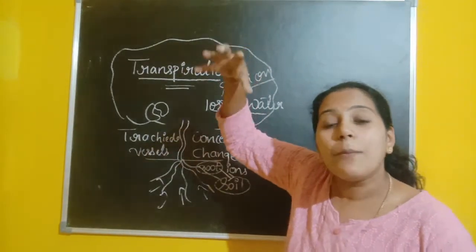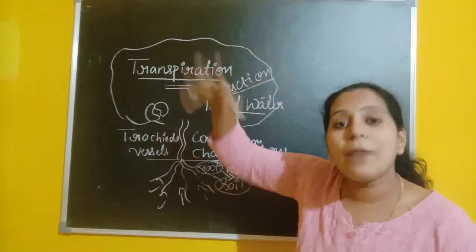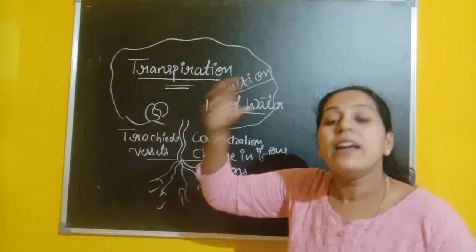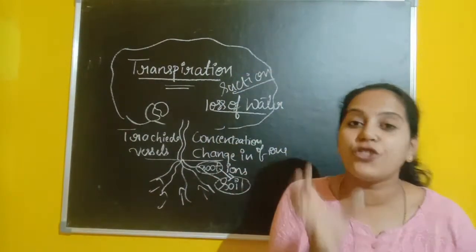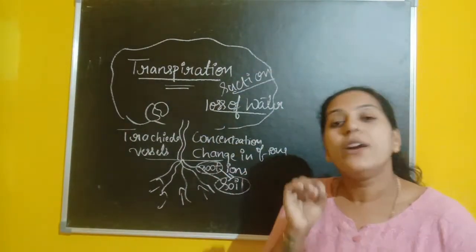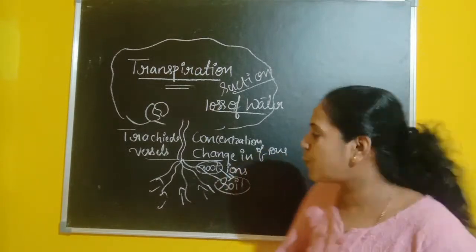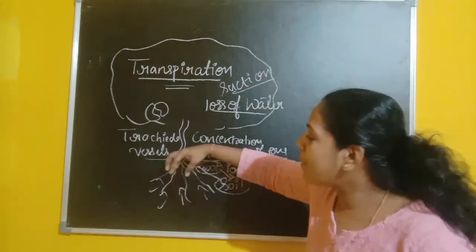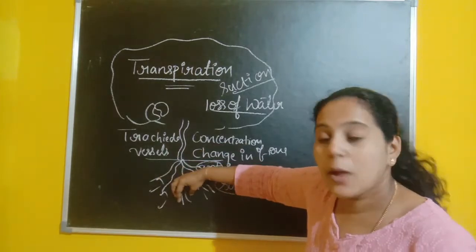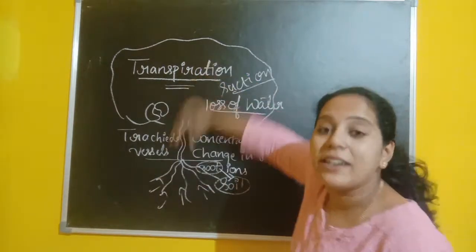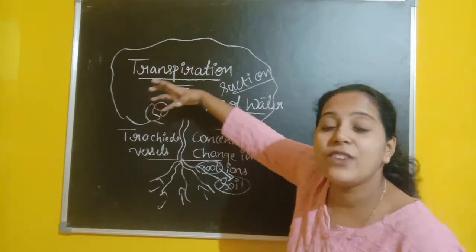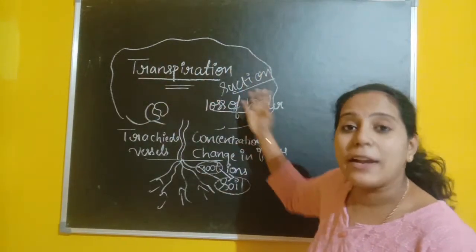Because of the higher temperature, evaporation, that is transpiration, is taking place. Transpiration increases the suction force. Due to the increase in the suction force, the water from the xylem vessels is pulled up, and it reaches different parts of the plant body.